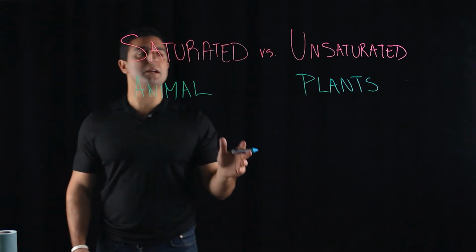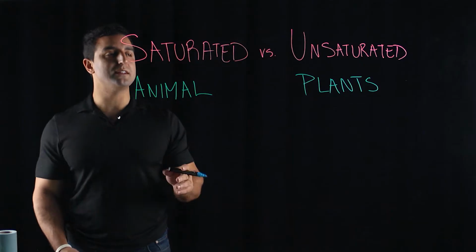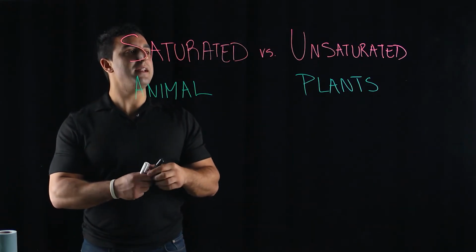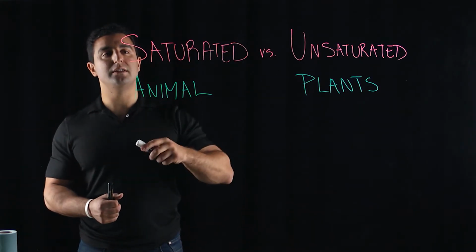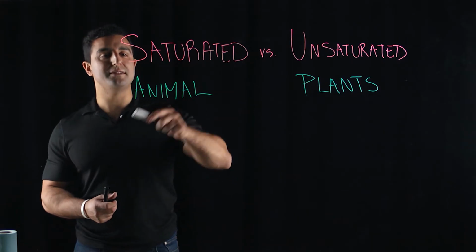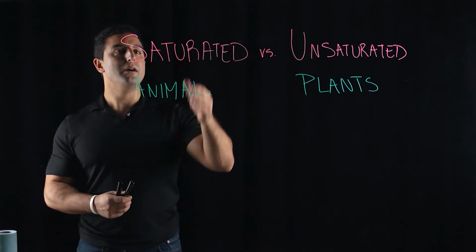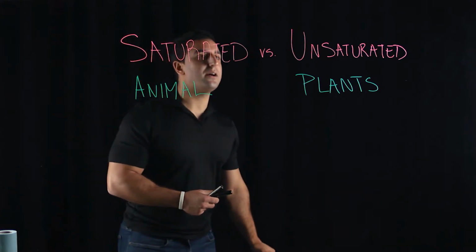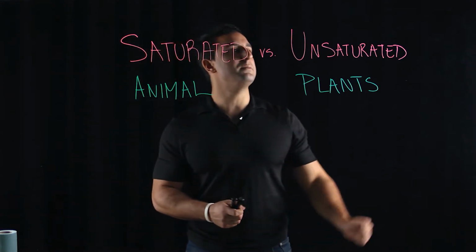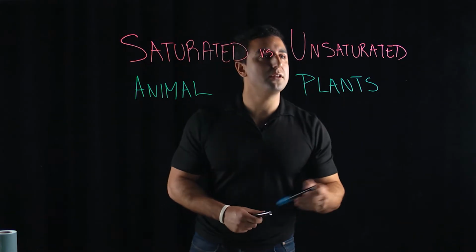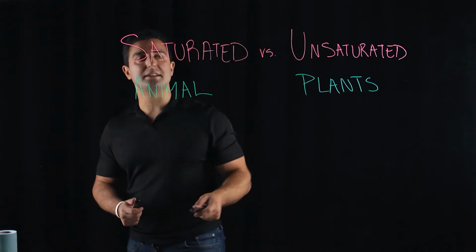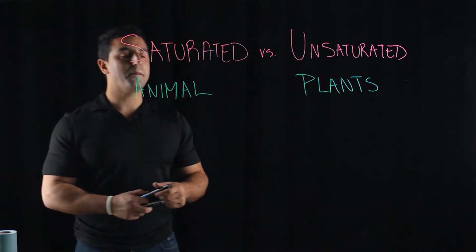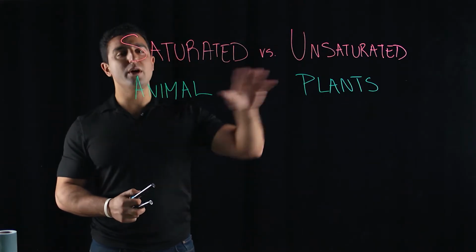But again, there are exceptions to the rule. There are certain animals, for example, that have unsaturated and some plants that have saturated fatty acids. For example, coconut. Coconut is a saturated fat, whereas unsaturated fatty acids could be from, for example, fish. Fish have a lot of omega-3s. Omega-3s is a perfect example of an unsaturated fat, okay? Number one is where you find them.